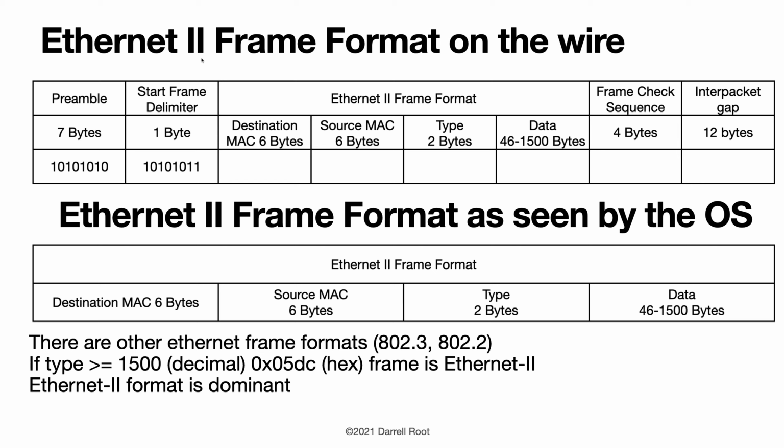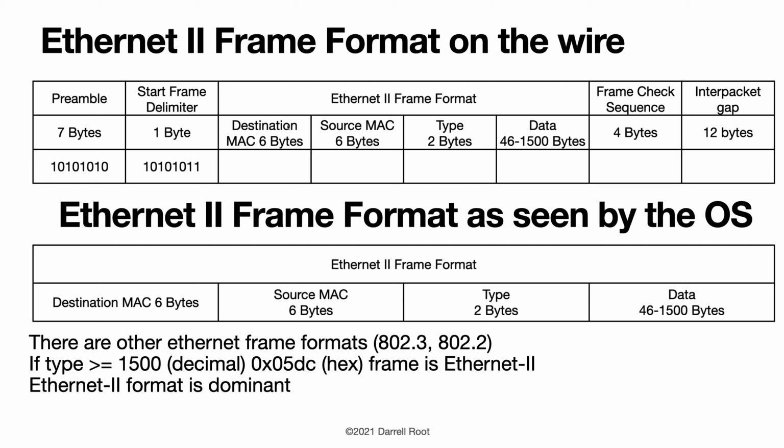The Ethernet 2 frame format starts with a preamble, which is 7 bytes, with the bits alternating 1 0. And then it has a start frame delimiter, which is 1 byte, also with bits alternating 1 0, that then ends in 1 1. And it ends with a frame check sequence, so that way if the frame is corrupted, the network interface card can detect it and throw it out. And then there is a minimum interpacket gap between frames. That's the frame format as seen on the wire.